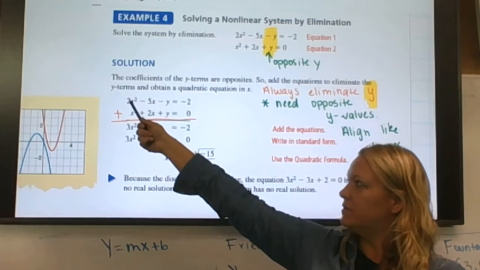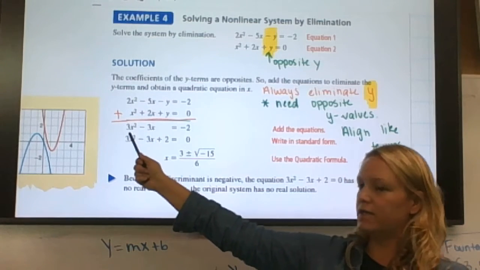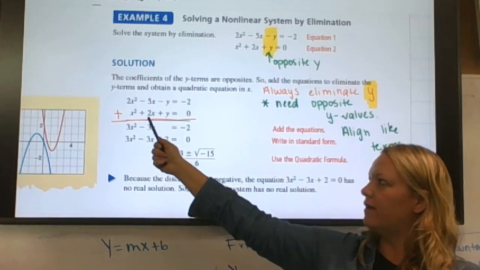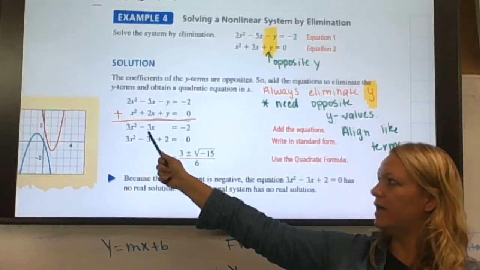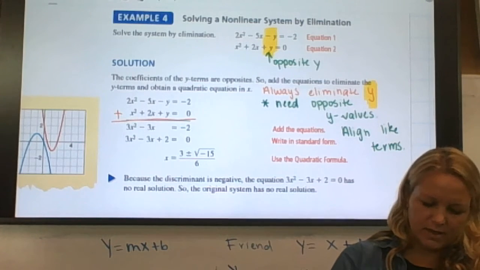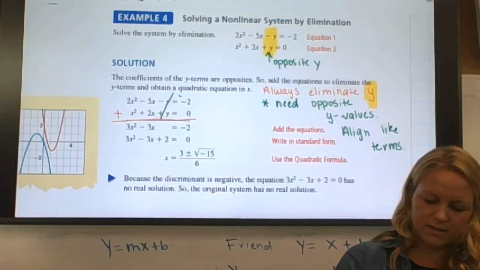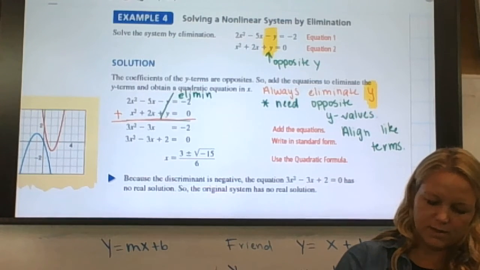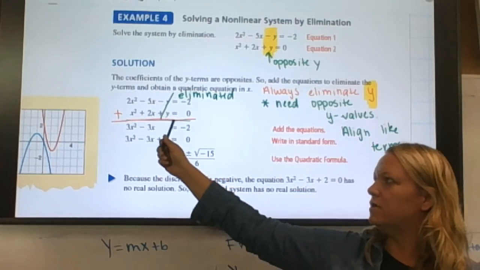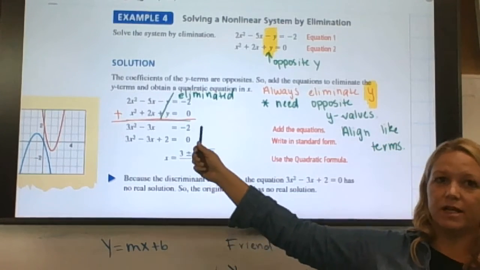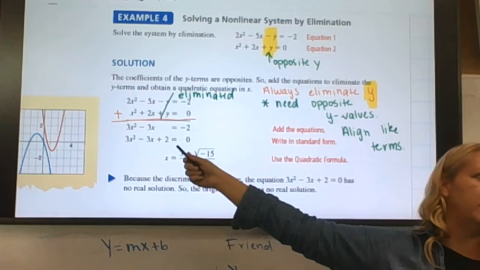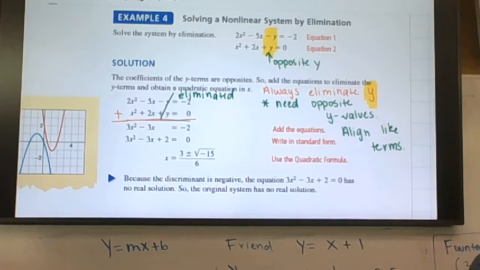So when you add down, 2x squared plus 1x squared is 3x squared. We're combining like terms. Negative 5x plus 2x, negative 3x. The y's are opposite, so they're eliminated. That's why it's called elimination. Negative 2 plus 0 is negative 2. You should just have a quadratic left if you add down correctly, and then you solve that either by factoring or the quadratic formula.